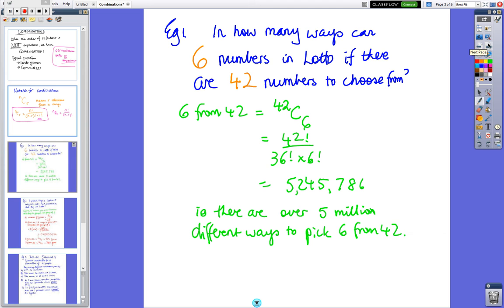Okay, so typical question. So we'll have a look at Lotto on Saturday Night Lotto. Again, I'm not too sure if there's 42 or 45 numbers, but let's just say there's 42. So in how many ways can you pick 6 numbers in Lotto if there are 42 numbers to choose from? So 6 from 42 is 42C6. So using the factorial approach, it's 42 factorial over 36 factorial times 6 factorial, and I would accept that answer in a test, but if you use your calculator, you get 5.2 million different games. Okay, so that's why only 1 or 2 people pick it, because there's so many different ways to pick 6 numbers from 42. Okay, copy and then come across when you're ready.